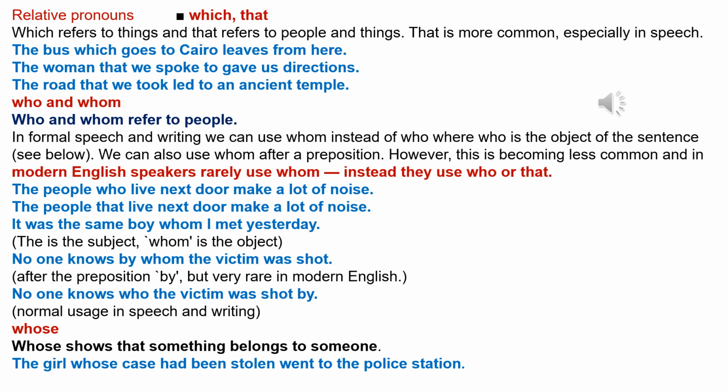No one knows by whom the victim was shot. After the preposition by, but very rare in modern English. No one knows who the victim was shot by. Normal usage in speech and writing.